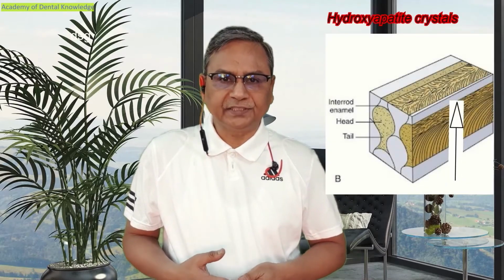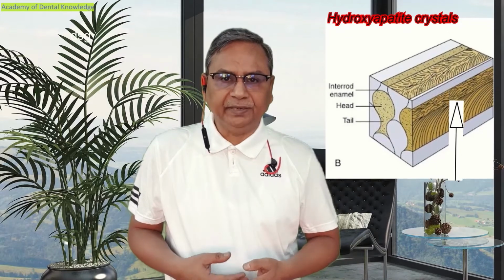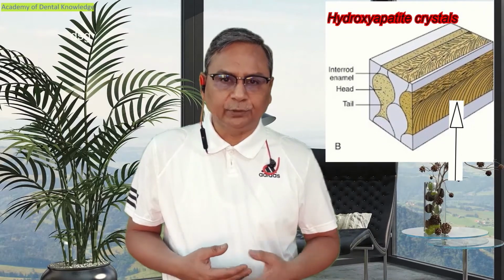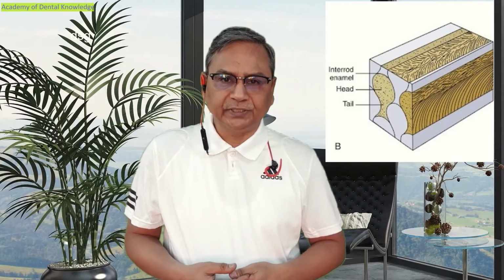Before I start talking about the clinical and histological features of dental caries, you must know the basic structure of enamel and dentin. So let me explain it. Sound enamel consists of crystals of hydroxyapatite packed tightly together in an orderly arrangement, which is known as enamel prism or enamel rod.